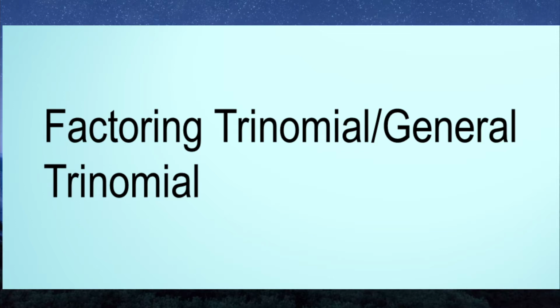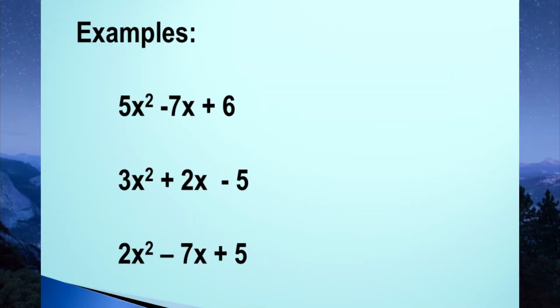Here are examples of trinomials that are not perfect squares. First, 5x squared minus 7x plus 6. Second, 3x squared plus 2x minus 5. And last, 2x squared minus 7x plus 5.